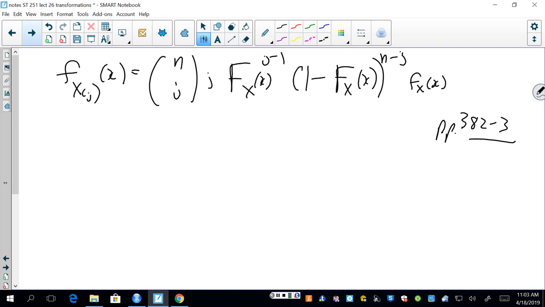So one neat result comes out of this. Say in one application, the x's themselves are uniform between 0 and 1, just getting random numbers between 0 and 1. What's the distribution of the jth order statistic?